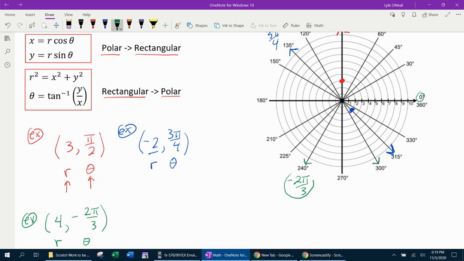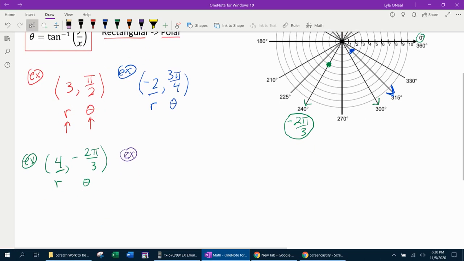Okay, so here's our negative 2 pi over 3. That is the direction, and the radius is positive. So that says go in that direction 1, 2, 3, 4 spaces. And so that's where that point would fall. That's going to be in quadrant 3. In the direction of negative 2 pi over 3, we go 4 units in that direction, and that's done. All right, one more example.